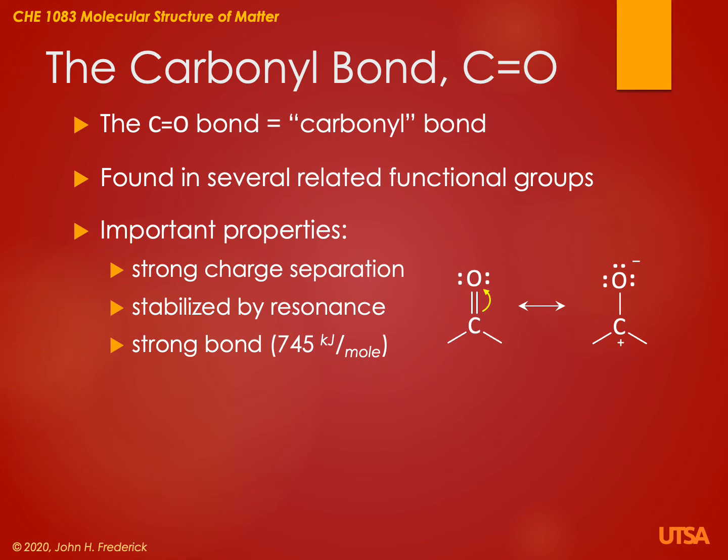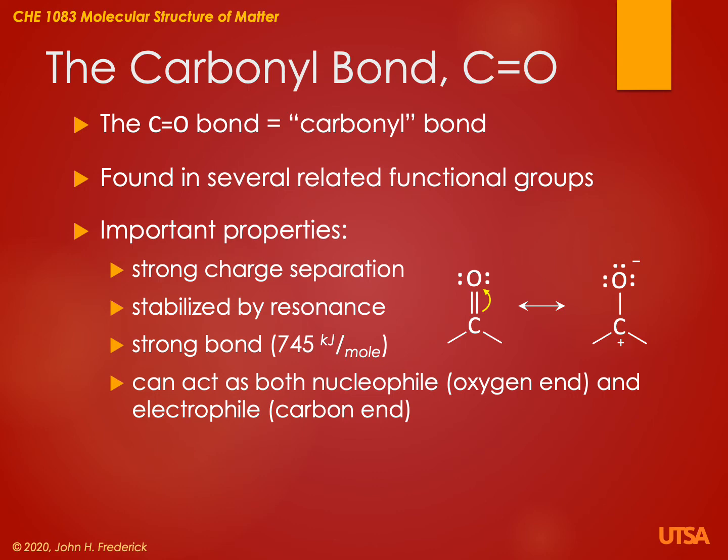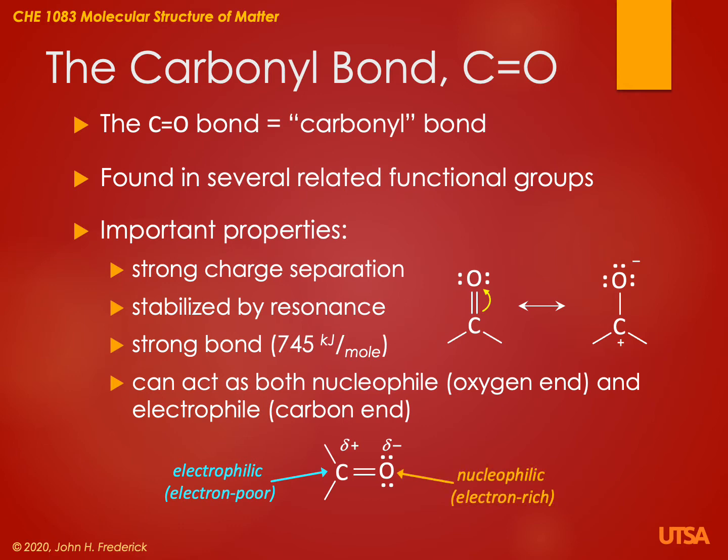It's a very strong bond, 745 kilojoules per mole, so it's very sturdy. These are very durable pieces of molecules. It can act as both a nucleophile at the oxygen end and as an electrophile at the carbon end, and this is in part due to the charge separation that occurs in the bond. So a carbonyl bond might be more realistically drawn something like this, where we've got a partial positive charge on the carbon and a partial negative charge on the oxygen. The carbon end is the electrophilic part because it's electron poor, while the oxygen end is the nucleophilic part.